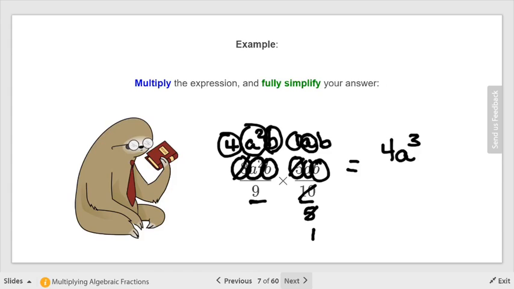And B times B is? B to the second. There you go. You got the math right, just the wrong letter. And now in the bottom, multiply straight across. What's 9 times 1? 9. And there's your answer, piece by piece.